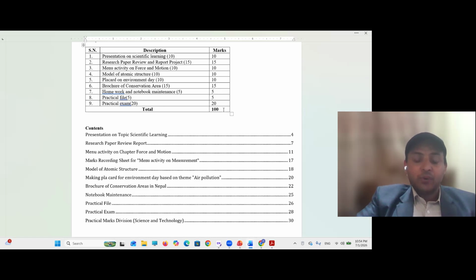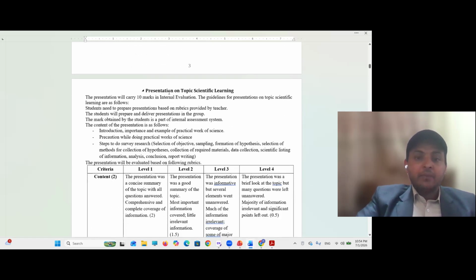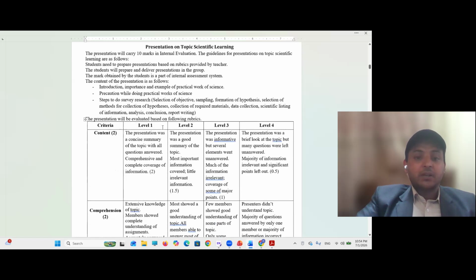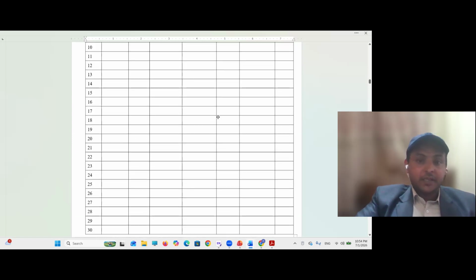For example, our full marks for internal evaluation is 50. So I will convert this into 45 marks, and later on 5 marks will be obtained from the post terminal examination theory or external evaluation. Here, for example, when I am taking the presentation on the topic scientific learning, our students will be evaluated based on this type of rubric, and the marks of each student will be recorded on this marks recording sheet.